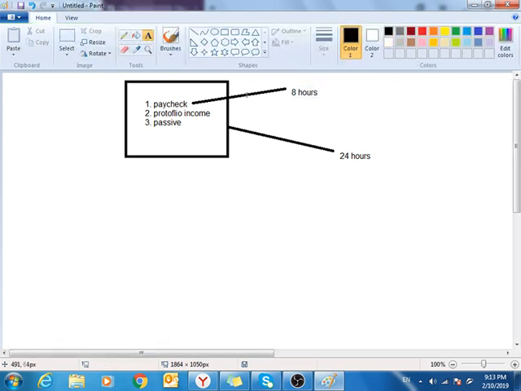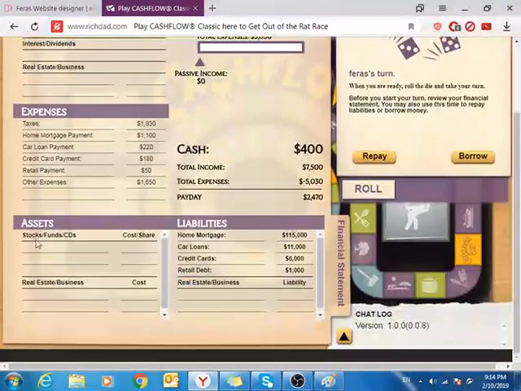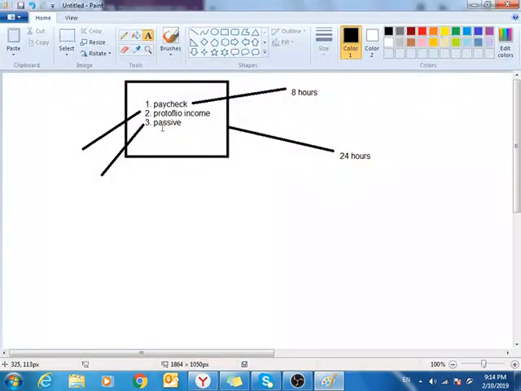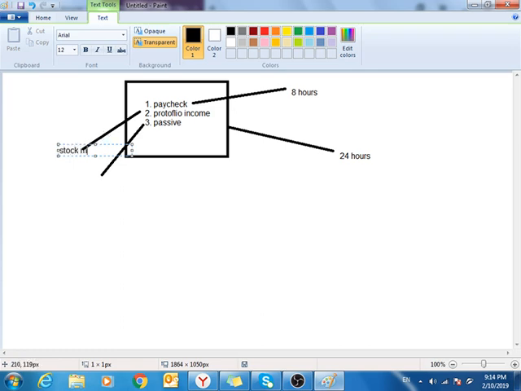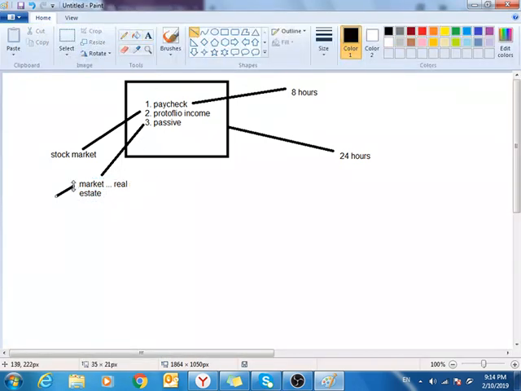And if you said passive income and portfolio income, what are these? Well, portfolio income is like the stock market, like stock funds and CDs. And if you said passive income, you are talking about the market, for example real estate, businesses, corporations, and so on.